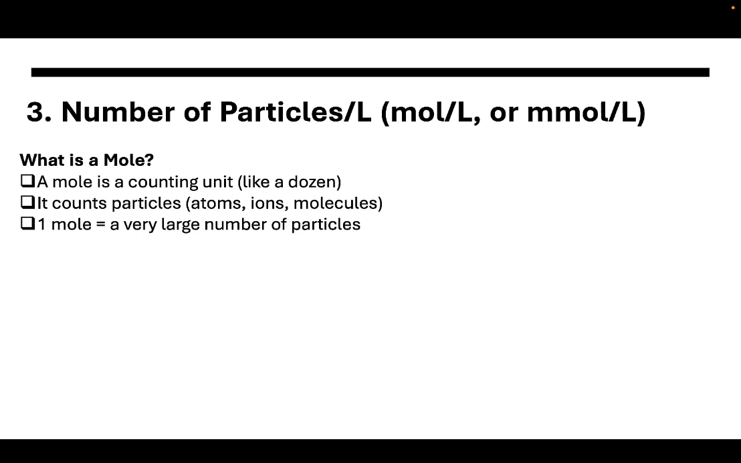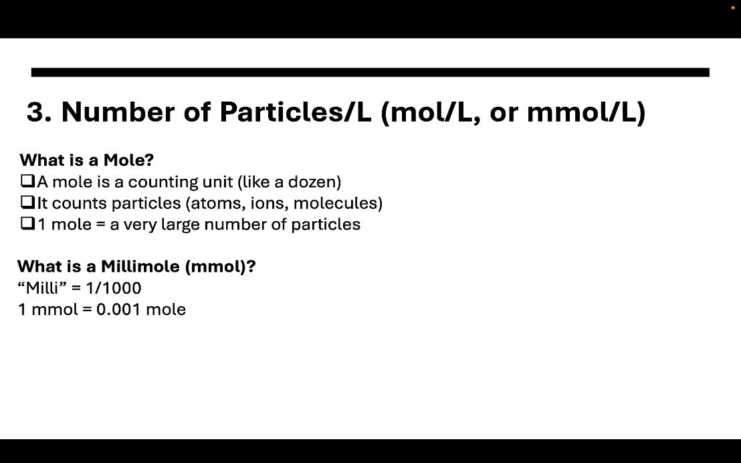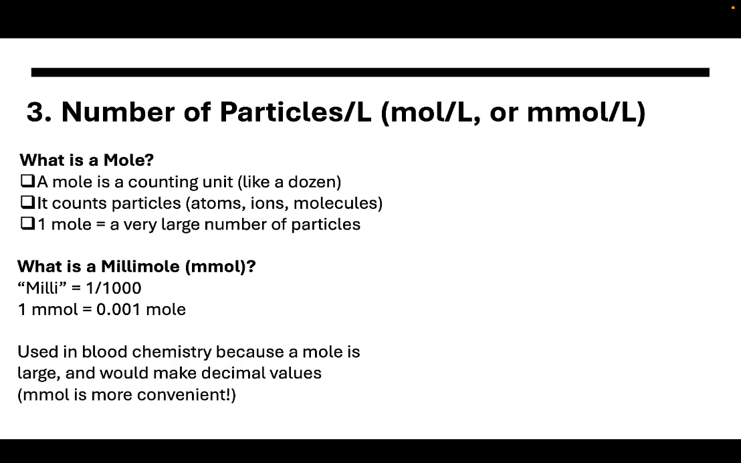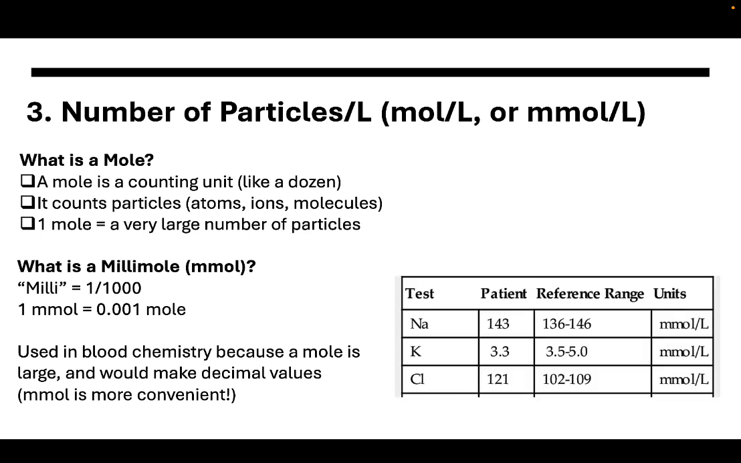So when we say moles per liter, millimoles per liter, whenever you see moles, what you want to think is number of particles, like actual atoms, actual compound molecules, things like that. We also refer to a millimole, and this is just 1,000th of a mole. Milli is 1,000th, milligram is 1,000th of a gram, millimole is 1,000th of a mole. We use the millimole because in blood chemistry, a mole is quite large, and it ends up leading to a lot of decimal values that we would have to deal with. It's more convenient to use counting numbers rather than decimal values.